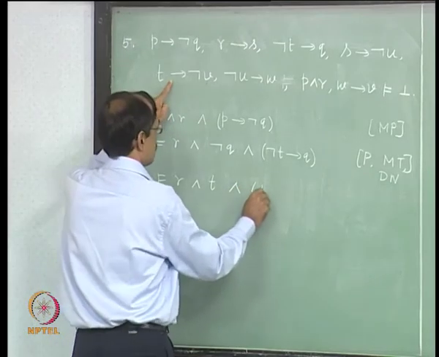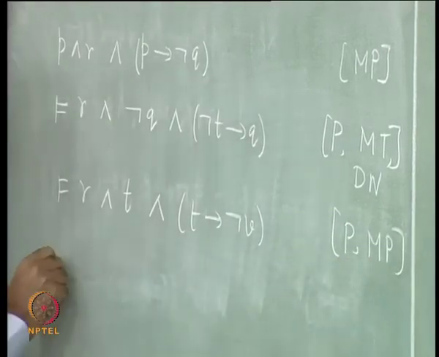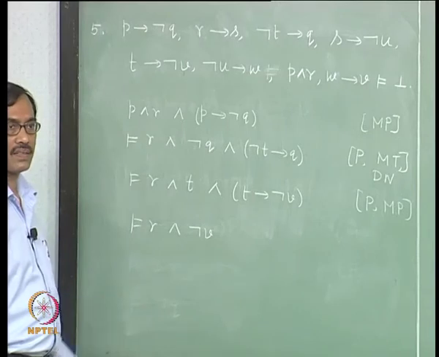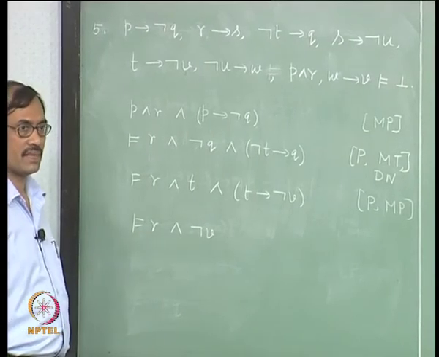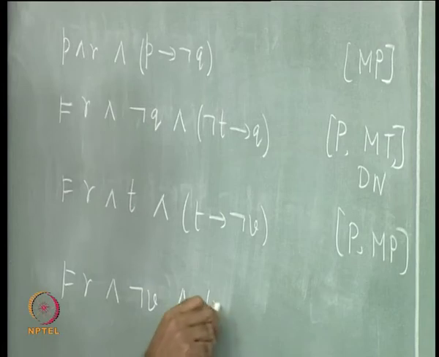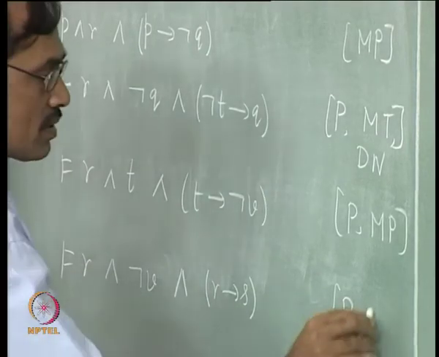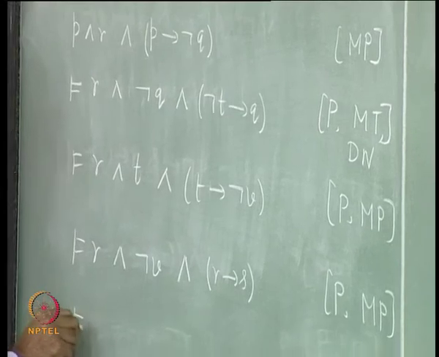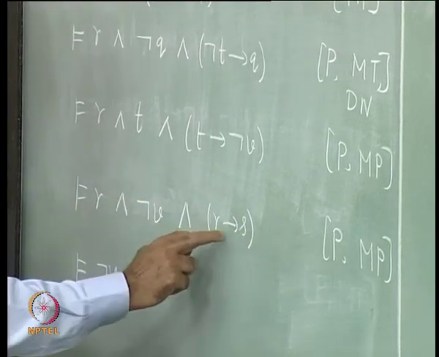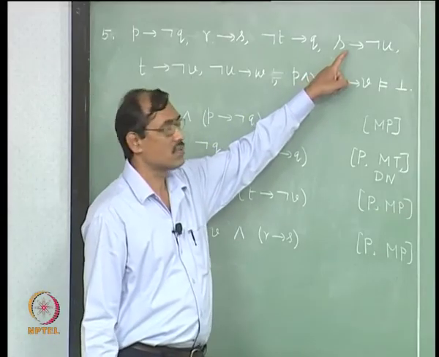So, I introduce another premise T implies not of V. So, premise and modus ponens, that gives R and not V. Our plan was to keep not V there and start expanding from R. So, for that we need another premise which is R implies S. So, we will use P and then R implies S will give by modus ponens not V. So, let us give not V here, and R implies S will give us S, fine. Then our plan was to use S implies not U.